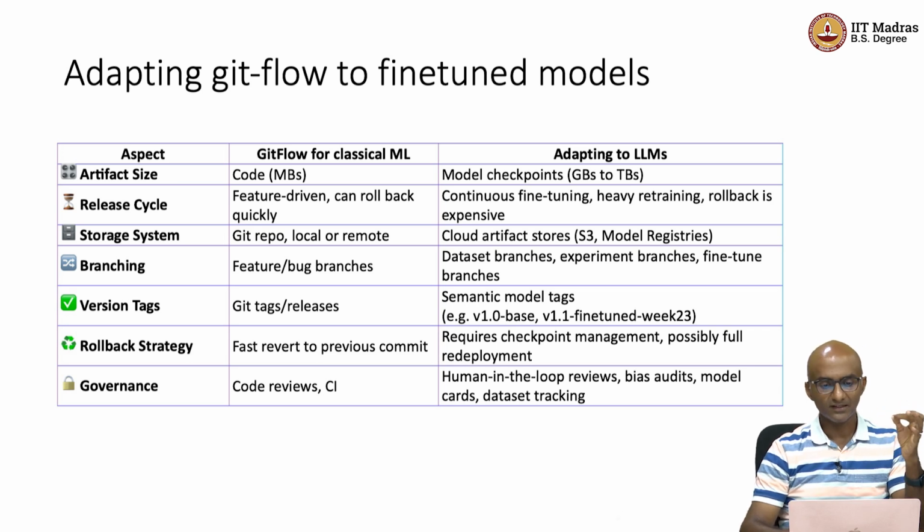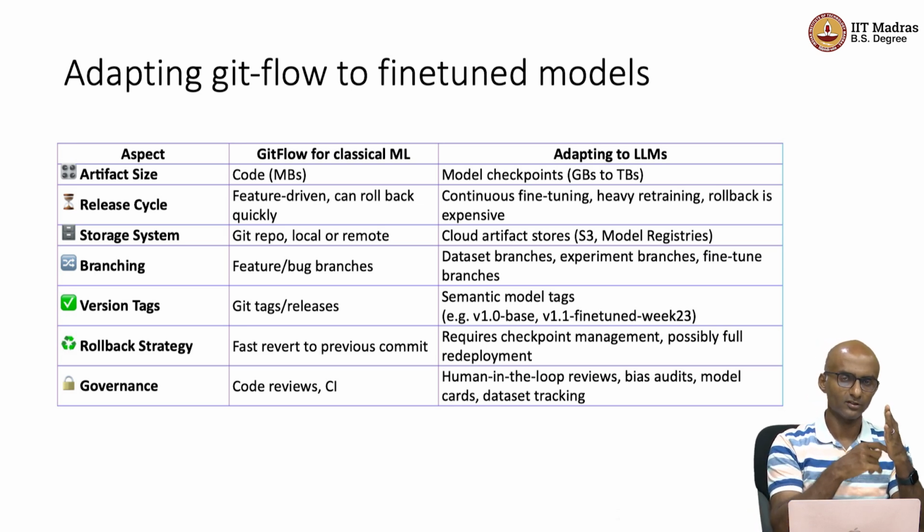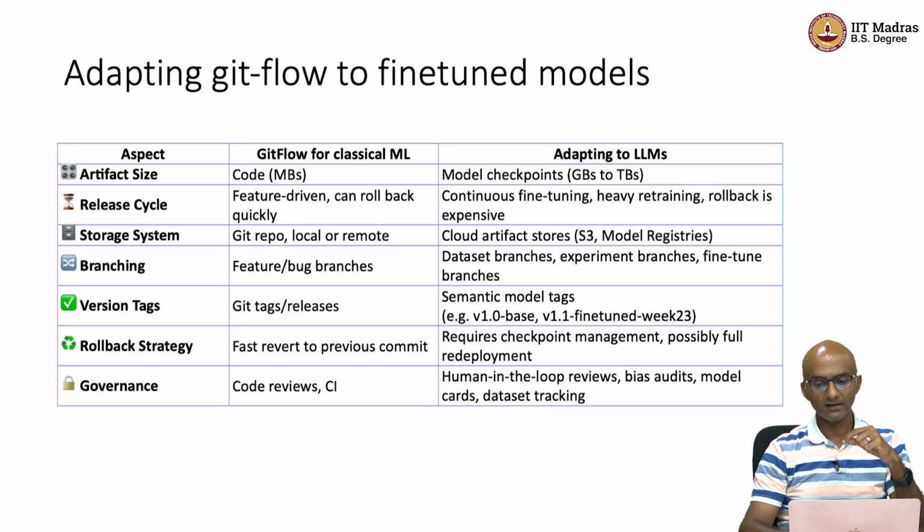Release cycles. GitFlow in classical ML goes through feature-driven releases, and then you can roll back to a stable branch or stable release. Whereas with LLMs, you have to do continuous fine-tuning, right? So the retraining cost is heavy. So rollback might not be that cheap. Might be significantly expensive.